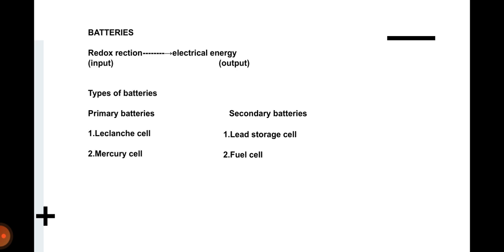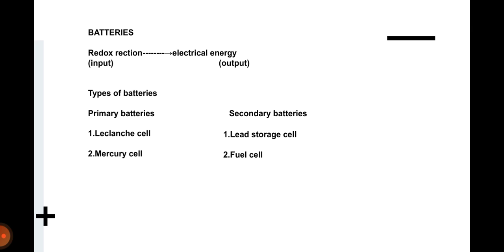Let us go back to the batteries we have. It's a redox reaction, where oxidation and reduction occur simultaneously. For example, oxidation means addition of oxygen and also removal of hydrogen, whereas reduction is the removal of oxygen and addition of hydrogen. Hence, in a redox reaction we take a chemical input and release electrical energy.